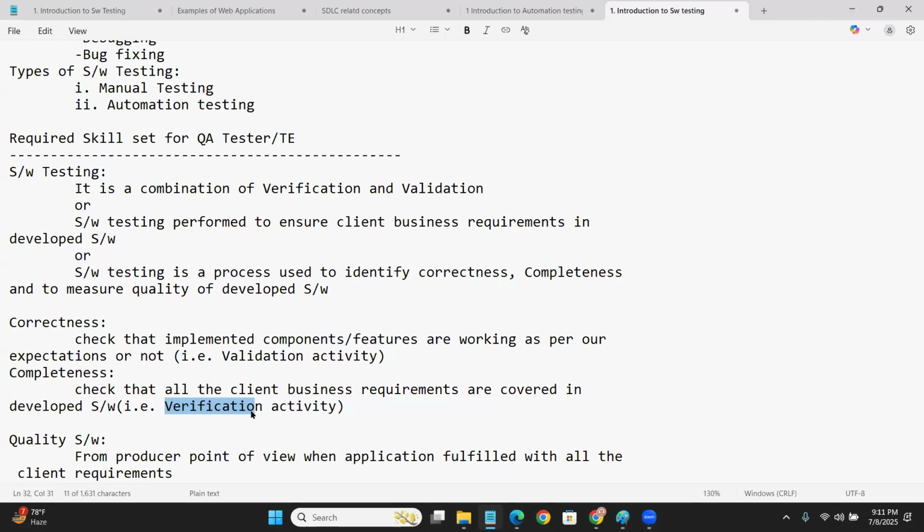That means here, whatever notes I have given, whether all the students are preparing the notes with my document or not, that is verification. Whether all the students are writing the notes or not is verification. Whether all the students understand the concept or not comes under validation activity. So software testing, technically, is a combination of verification and validation.